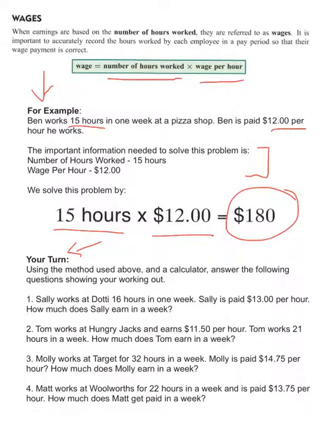Those questions are, Sally works at Dotty for 16 hours in 1 week and Sally is paid $13 per hour. So in that question, you've got the number of hours worked as well as the wage per hour. And that is the same for the following 3. Once you have done that, make sure you come up and see me so I can check that we've got them right, and then you can move on to the next video.